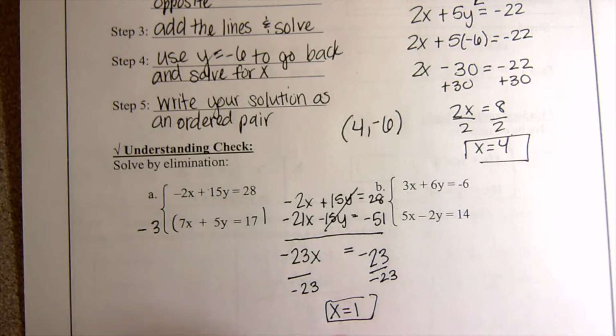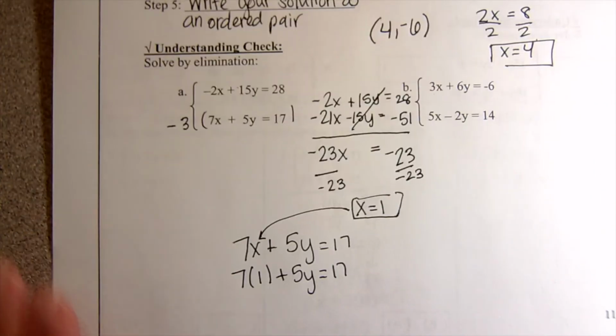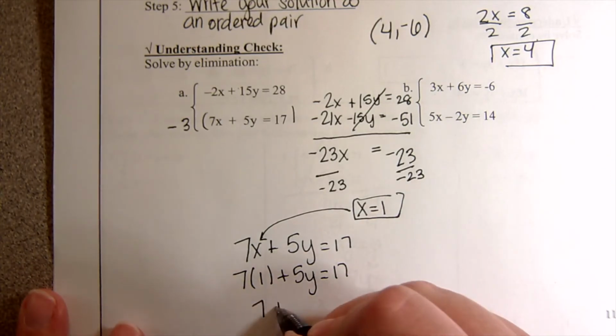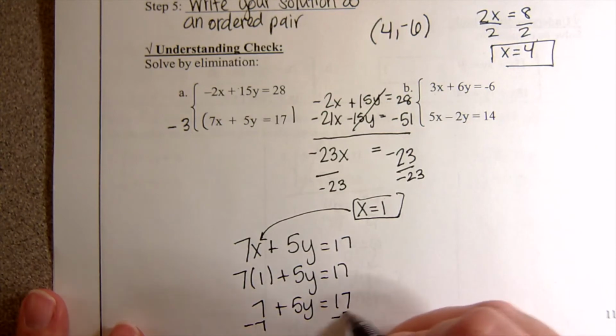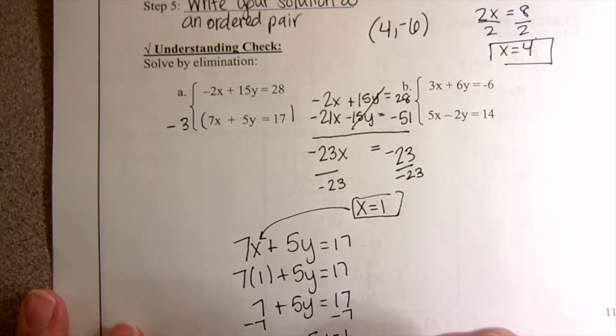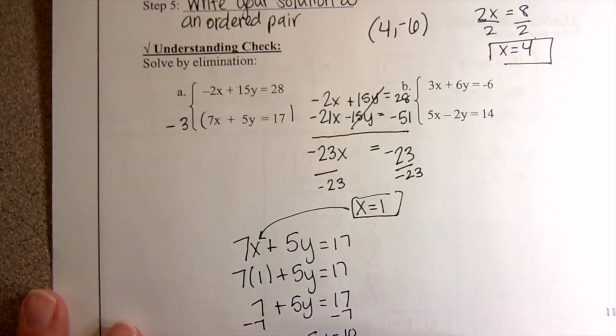We go back. I'm going to use the second equation, 7x plus 5y equals 17. Plug in 1 for x, so 7 times 1 plus 5y equals 17. 7 times 1 is 7, plus 5y is 17. Subtract 7 from both sides, so 5y equals 10. Divide both sides by 5, so y equals 2. So what is your solution point here? 1, 2.